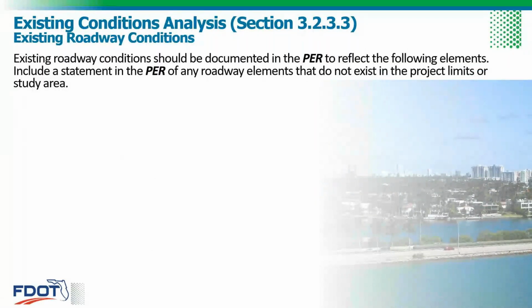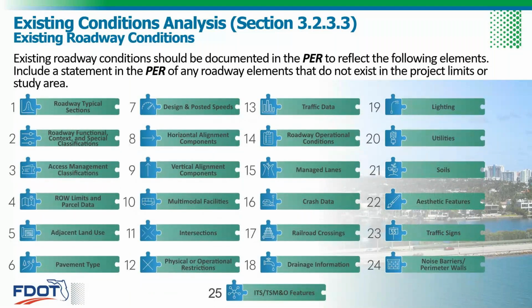Moving on to our existing roadway conditions. These are the existing roadway condition elements that should be documented in the PER. There are 25 total. So think of this as your checklist for the existing roadway conditions section of your PER, with these 25 items being the subsections. Note that item number 25 is a recent addition to this section in the chapter for the 2024 update. ITS TSMNO was previously its own separate section, but is now lumped under the existing roadway conditions with the other 24 elements.